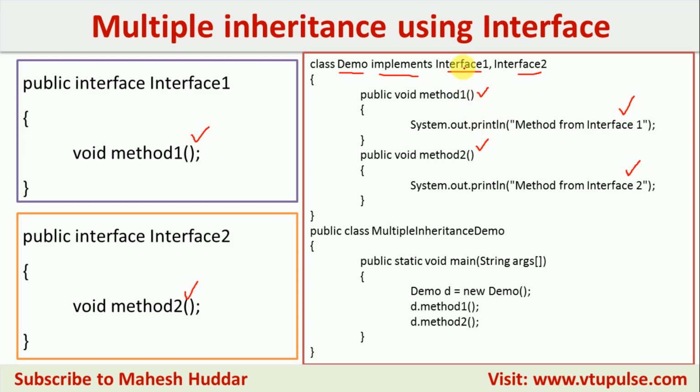Here what we are doing is we are inheriting the properties from multiple interfaces. That is somewhat similar to multiple inheritance in this case.